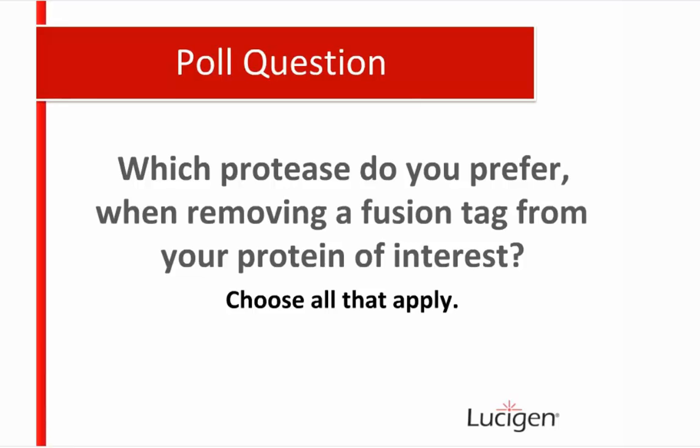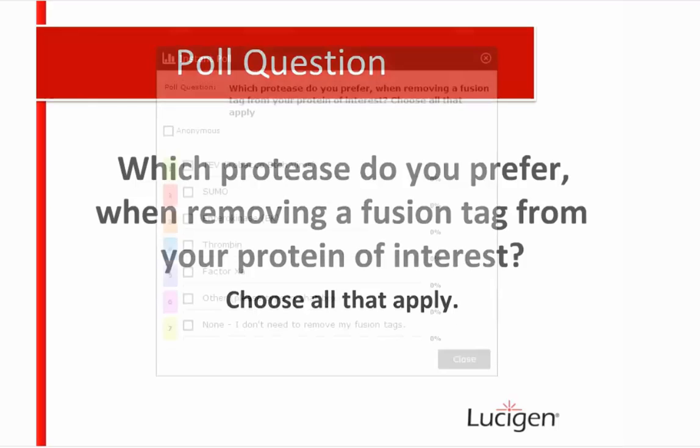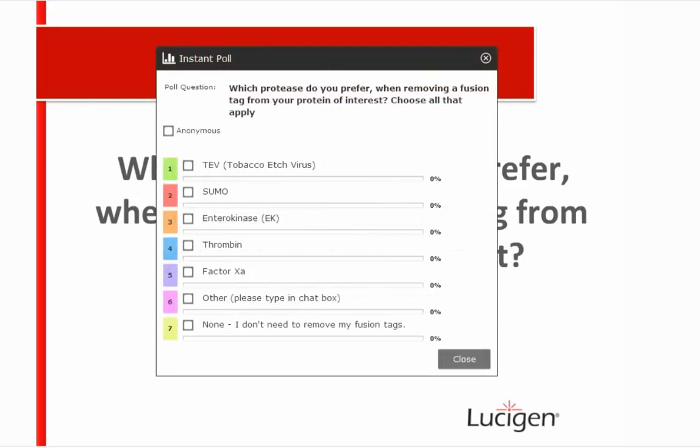TEV, SUMO, thrombin, enterokinase. Which protease do you prefer? Maybe you don't need to remove the fusion tag, and so you don't have any preference. Thrombin? Wonderful. Okay, it looks like TEV is one of the more common ones, or several don't need to remove my fusion tag. All right. Thank you. Okay, great. Well, it looks like there's a number of you that definitely don't need to remove your fusion tags, and that certainly does make life easier.